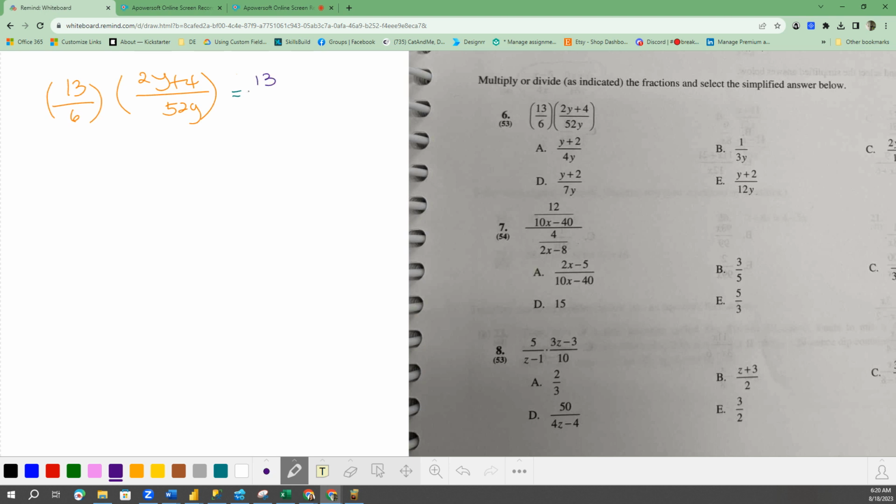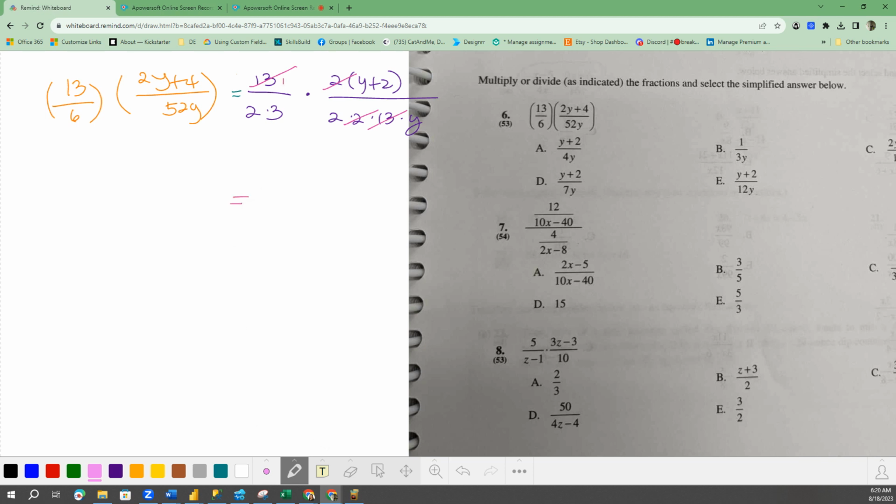Okay, so this 13 over 6 is 2 times 3, times 2y plus 2. That's the factor of that. And then the 52 is 2 times 2 times 13 times y. Okay, so the 13 gets canceled with 13, not with 3. The 2 gets canceled with this 2, or any of the other 2, but only one 2. So that's all we have left, equals.